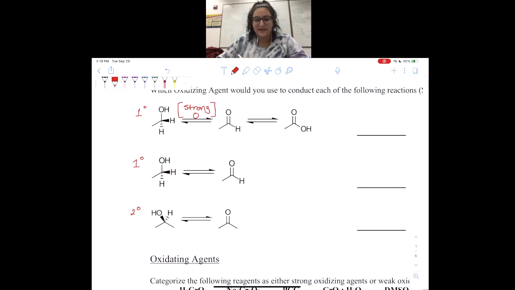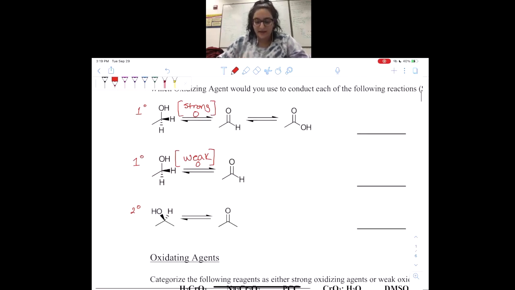That's why it will go to a carboxylic acid. In the second example, we stop at the aldehyde, so we need a weak oxidizing agent. For the last one, we're actually using a secondary alcohol to start off with, so we're always going to get a ketone. Either kind of reactant will give us a ketone. The reason for this is because we're never going to get rid of carbons. We have 2 carbons, we need to finish with 2 carbons, so that is a ketone every time.